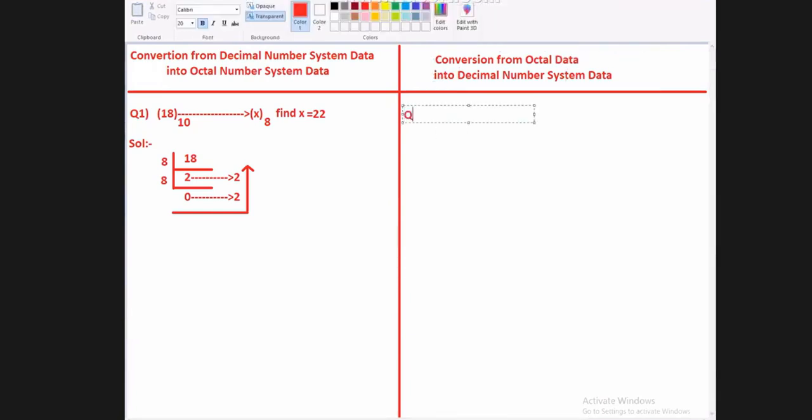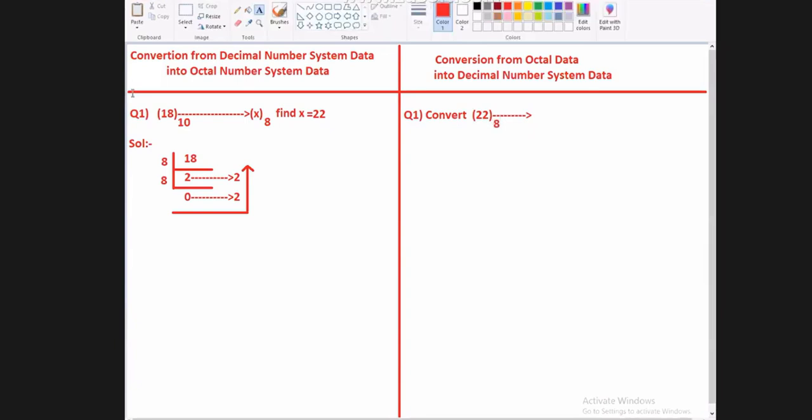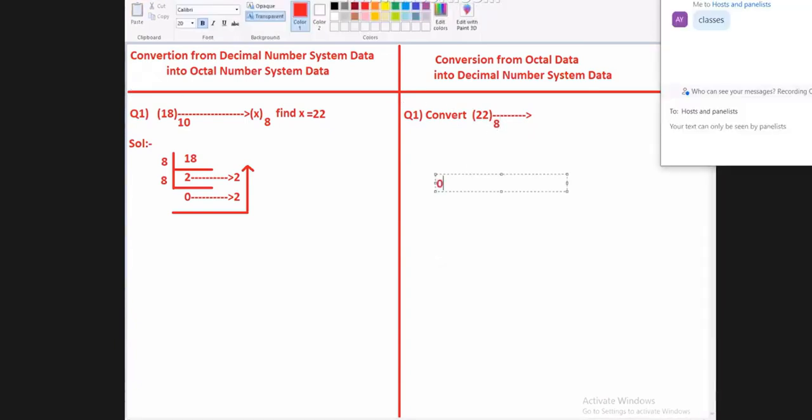What is that? A direct question. Question 1 I'm taking: convert 22 base 8. I'm writing 22 here, straightforward. It is called 8. This is mathematically how I write it. Yes, you can write 0 22 8. In mathematics I write the subscript 8; in computer science I can write 0O.